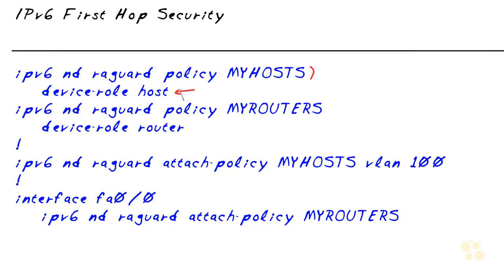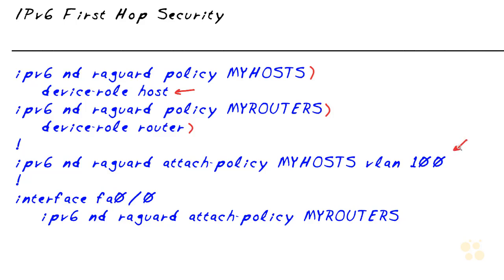Think about that. Now, if someone comes in and they're pretending to be a router, or they are a router on that port, and they're trying to send these RA messages in, all of that stuff gets shut down. So cool. Notice I create one called My Routers, and sure enough, we are specifying that the device role is router. When it comes to attaching these policies to your interfaces, it's so simple.